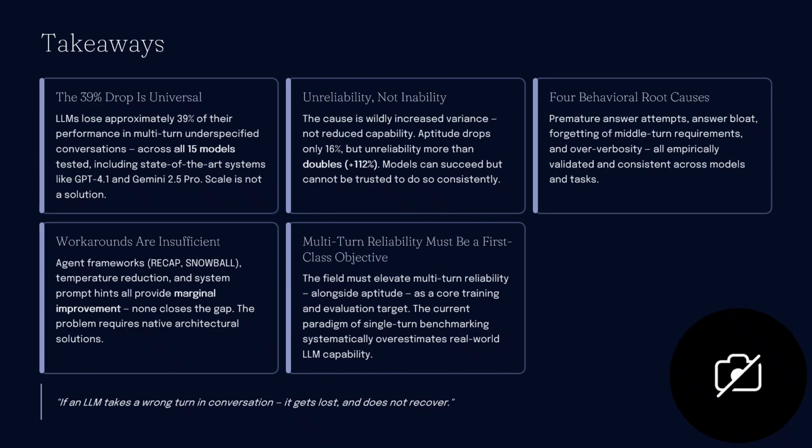5 takeaways to close. 1. The 39% drop is universal. Scale doesn't protect you. 2. The cause is unreliability, not inability. Aptitude drops 16%, unreliability doubles. 3. 4 behavioral root causes. Premature answers, bloat, forgetting middle turns, over-verbosity, all empirically validated.